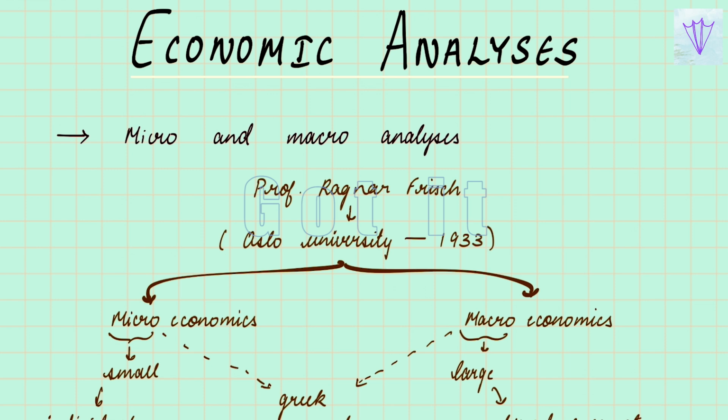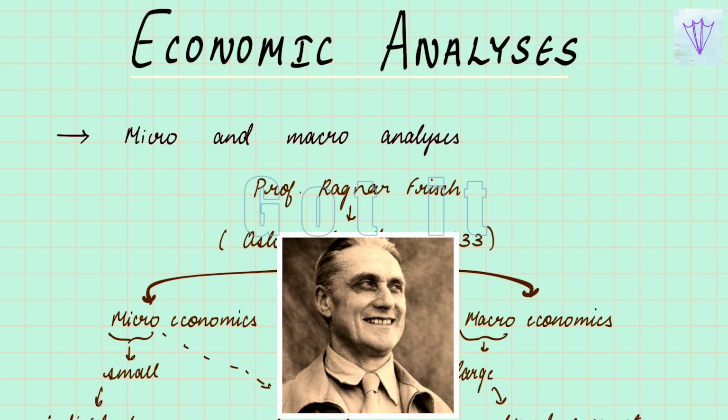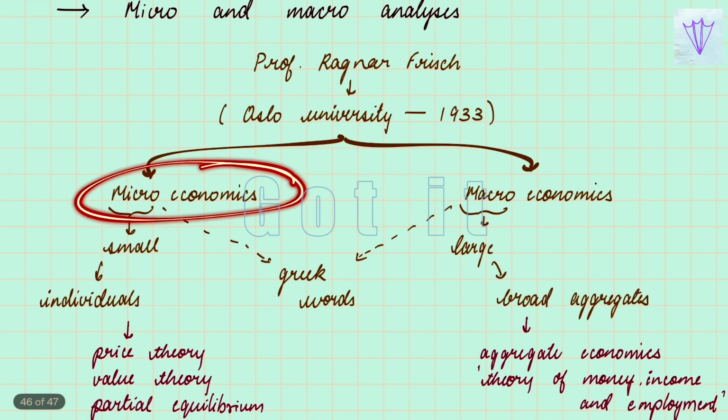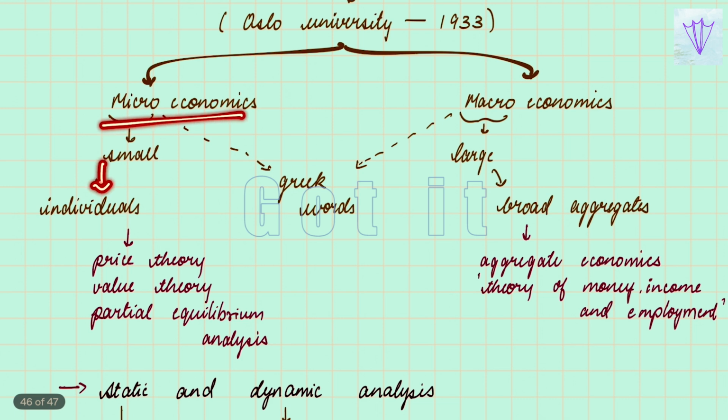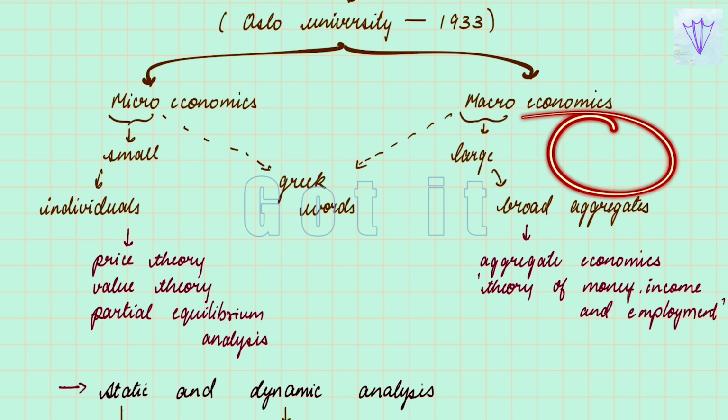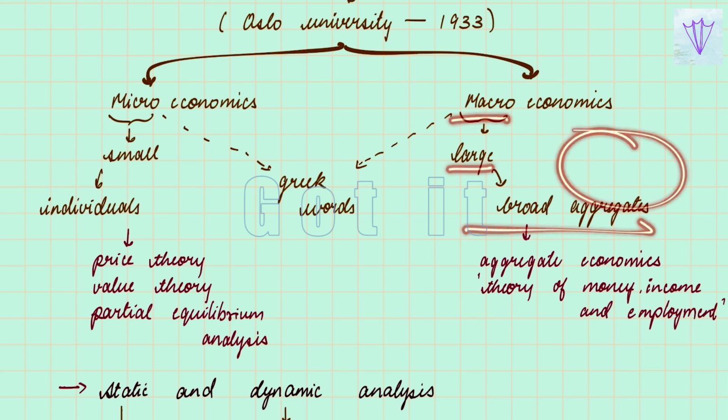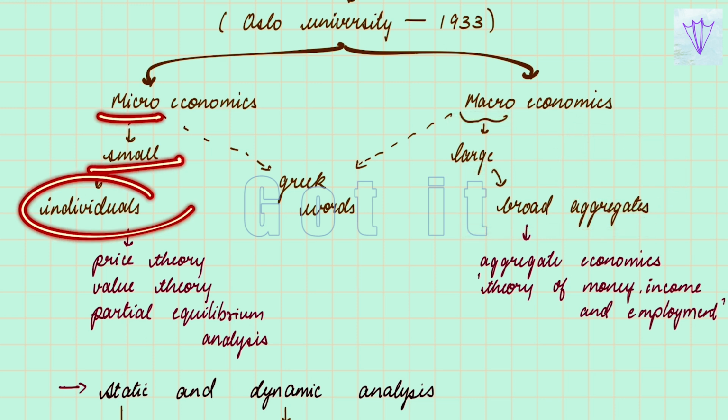So how do we analyze economics? The first one is the micro and the macro analysis, which was first coined by Professor Ragnar Frisch, who was from Oslo University in 1933. So he has given the two terms microeconomics and macroeconomics. Micro in the sense small, macro in the sense large. These both are Greek words. So microeconomics will deal with individuals, while macroeconomics will deal with broad aggregates, so as a whole. Macro in the sense large, so it will deal with the whole thing. Micro in the sense small, in the sense it will deal with the individuals.